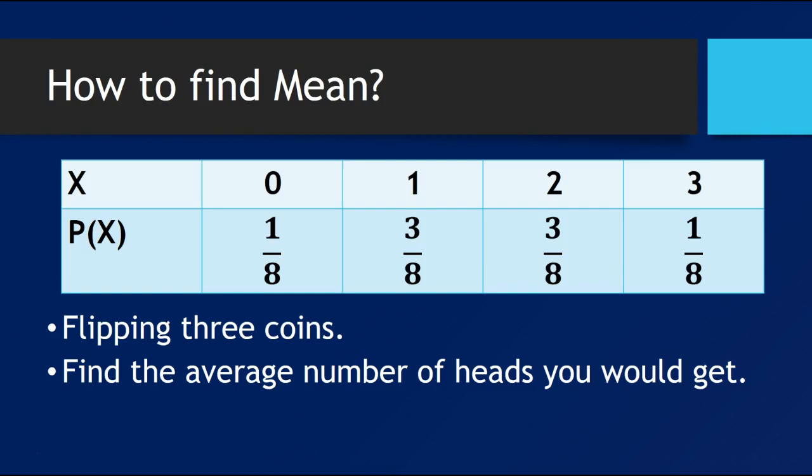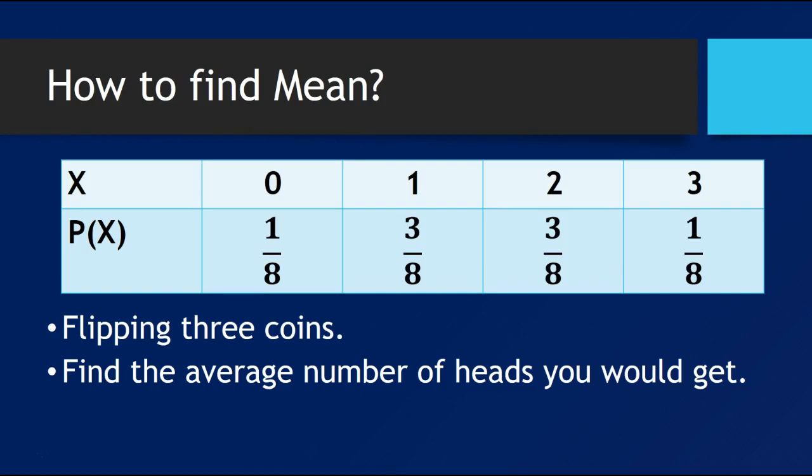Okay, so now that we've determined whether something could be a probability distribution, we're going to look to see how we can find an average, how we can find a mean from a probability distribution. Now we're going to go back to flipping 3 coins again. So we're going to flip 3 coins and ask ourselves, if you flip 3 coins, what's the average number of heads you're going to get? So we see the probability distribution there.